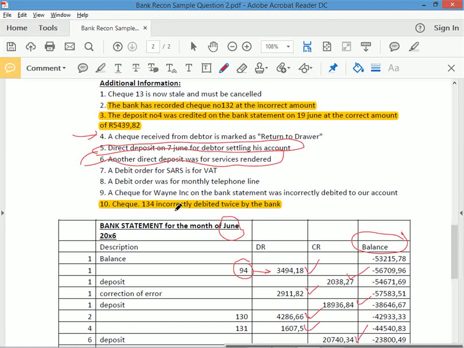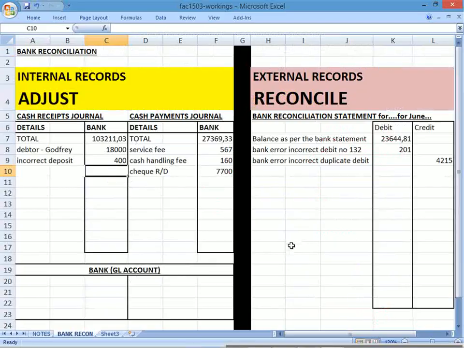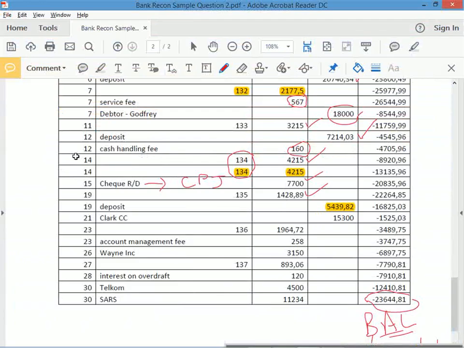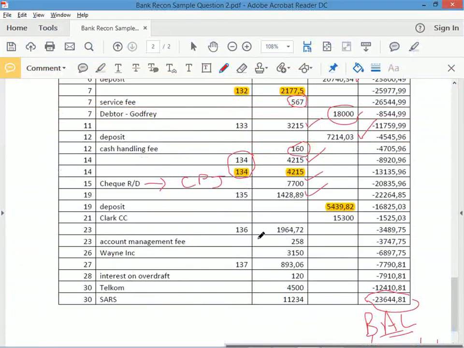Good. The bank's books are correct. So will I adjust or reconcile? You would have to adjust. Good. Direct deposits would go into your cash receipts journal, and this is for services rendered. You can either write Clark CC or you can write services rendered, either or. It shouldn't make a difference as long as you've identified it. What is the amount? 15,300. That's the amount that hasn't been recorded in my books, but it has been recorded by the bank. Makes sense? Great.